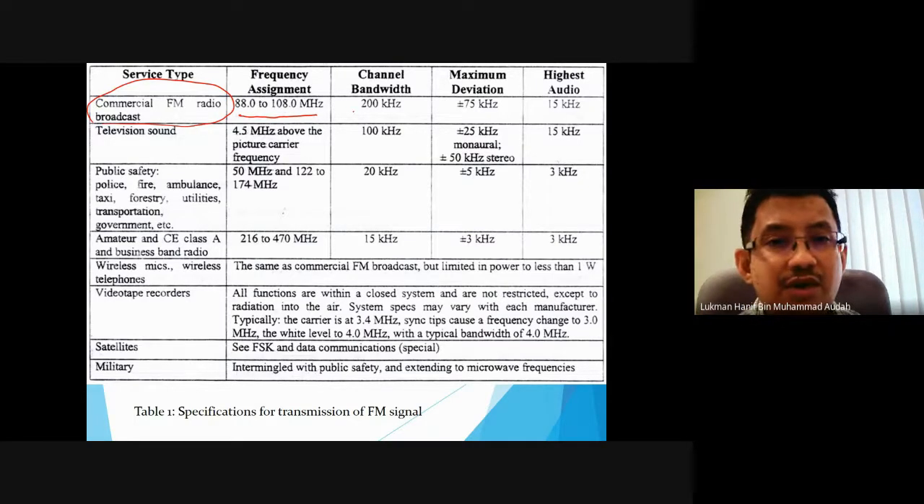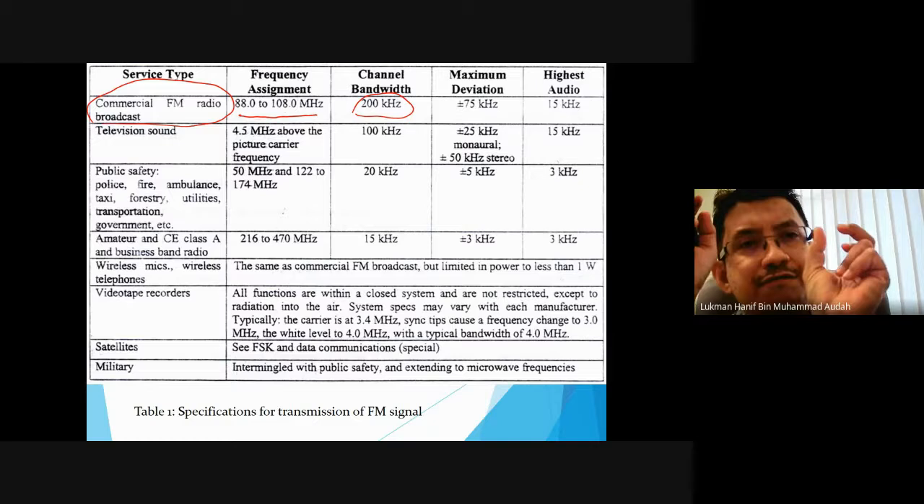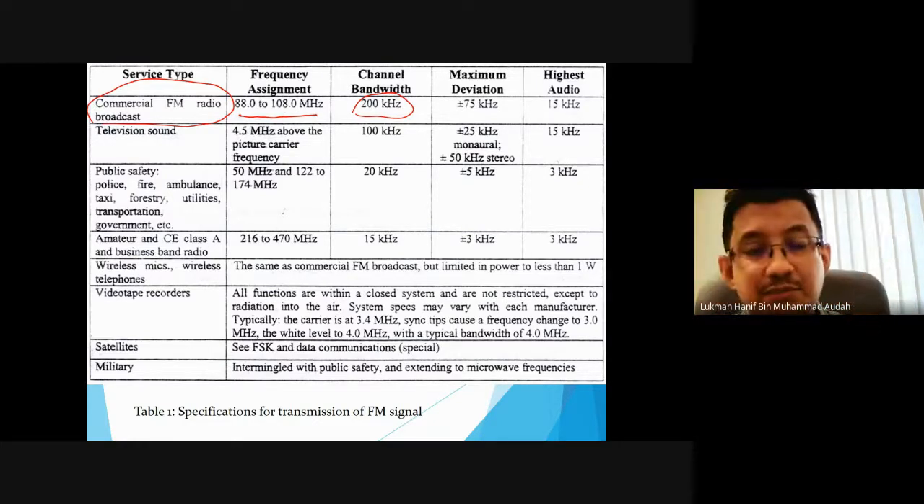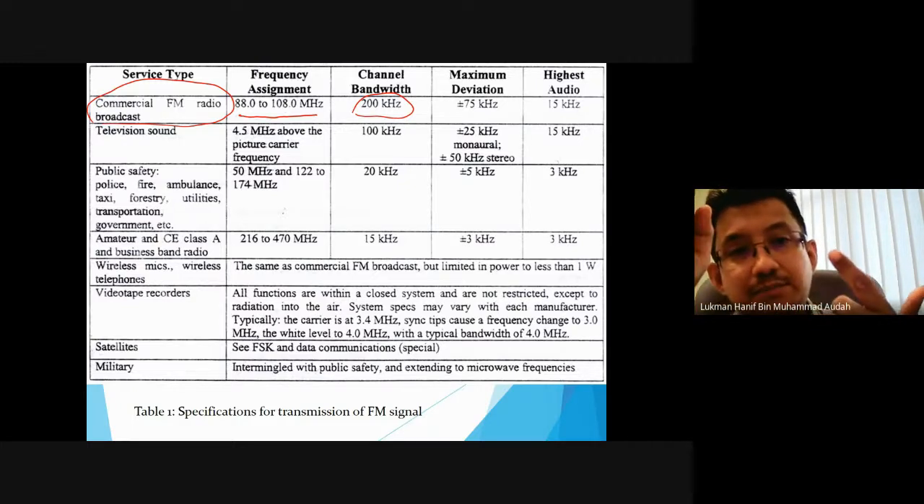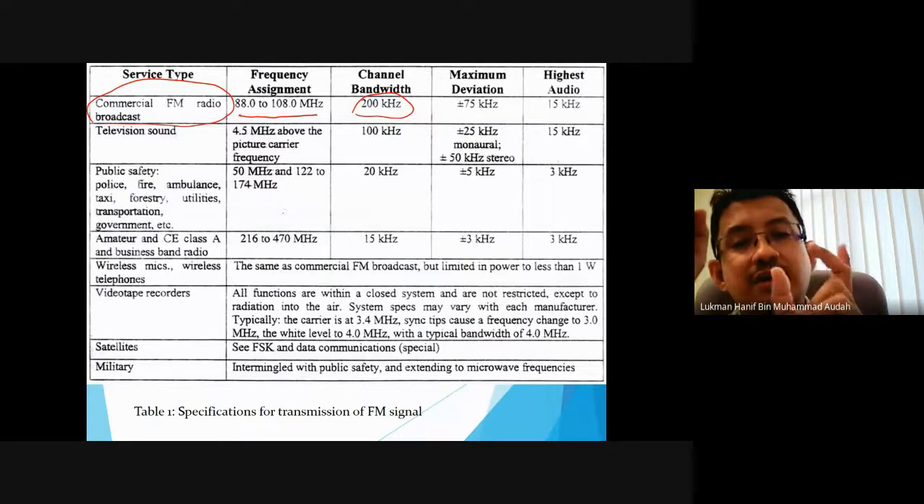And channel bandwidth. What is channel bandwidth? Channel bandwidth means the bandwidth for each channel within this frequency assignment. For one channel, the maximum bandwidth is 200K. Untuk satu station, satu channel ataupun satu radio station, bandwidthnya adalah maximum 200 kilo.